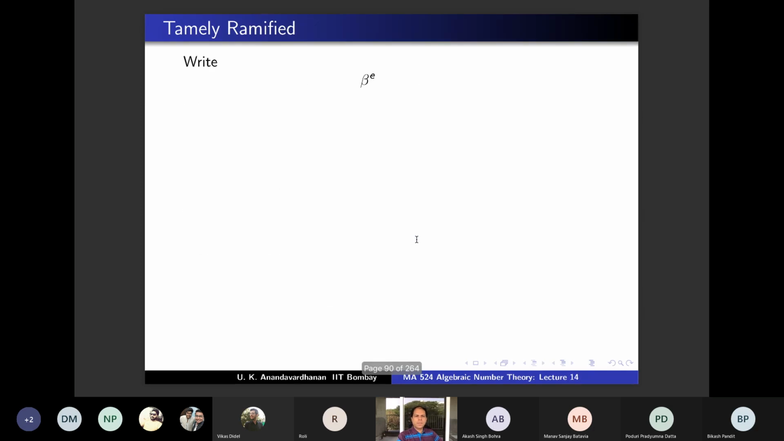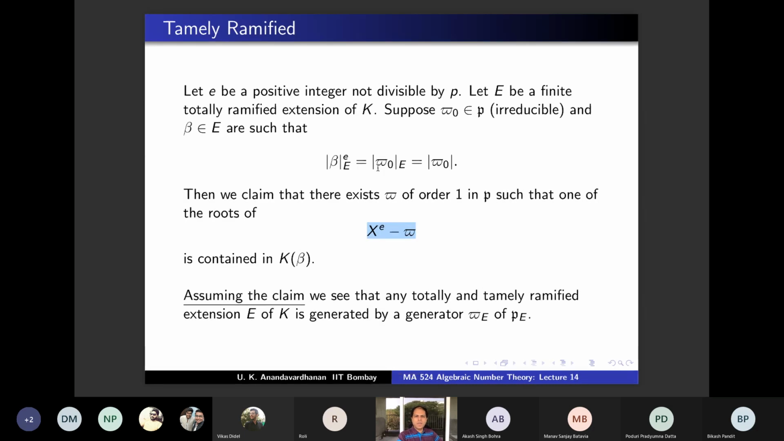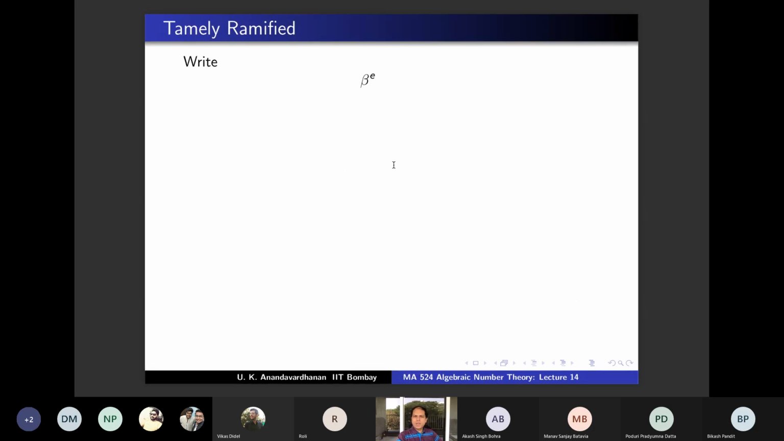So let's prove this claim. We start by writing beta power e. What is given to you is that beta power e and pi naught have the same absolute value. Therefore, beta power e equals pi naught times a unit. Everything is happening upstairs in the field E. So u is a unit in O_E star. Okay, this is what is given to us.